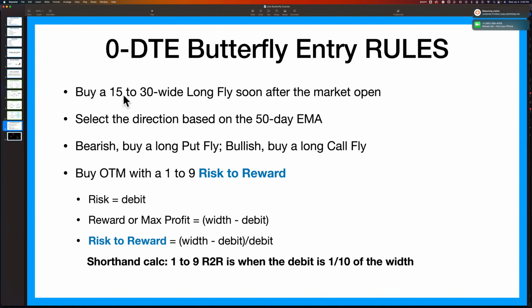But very simple: buy a 15 to 30 wide long fly soon after the market opens. This is what we do. Select a directional bias. Some like to use the 50-day EMA. So in other words, if it's below the 50-day EMA, go bearish. If it's above, go bullish.